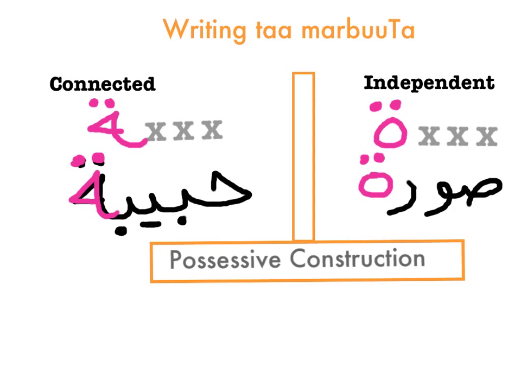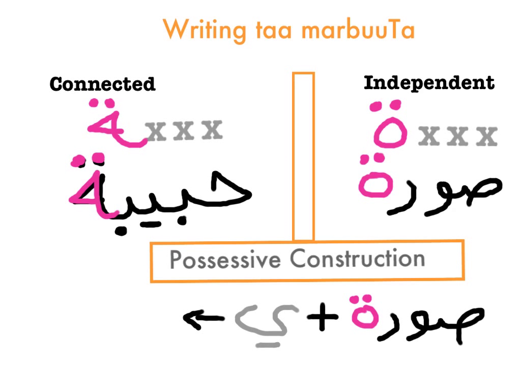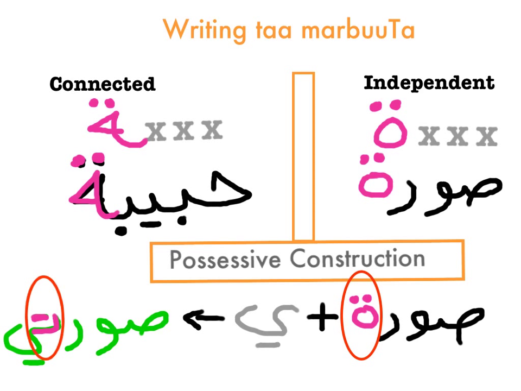Now let's take a look at possessive construction. For instance, if we have the word surah, which means picture, and I want to change it to my picture, I have to add the possessive suffix ya, which means mine. And then the word becomes surati, my picture. As you see, we change ta marbuta to ta. This is because we added the possessive suffix ya.